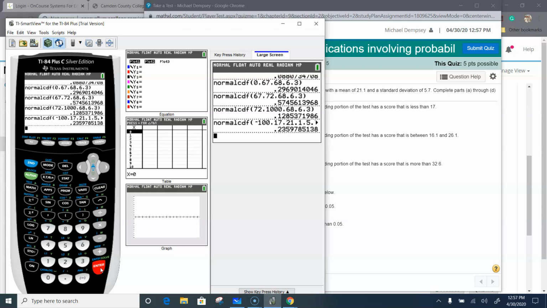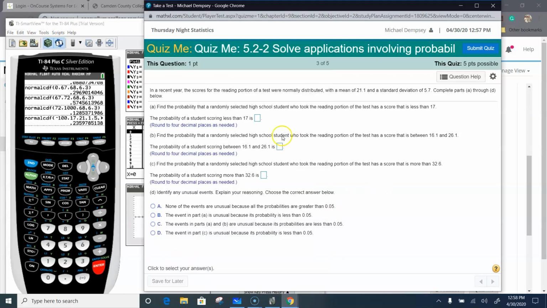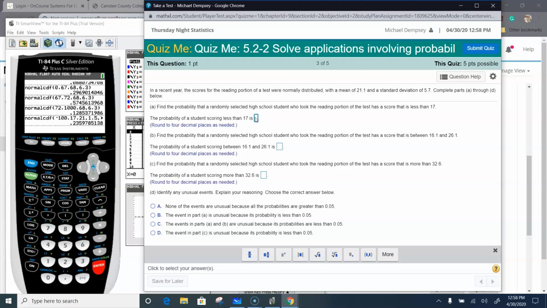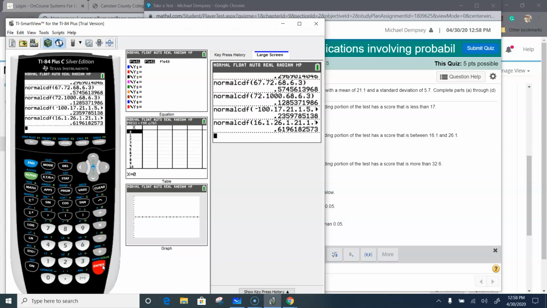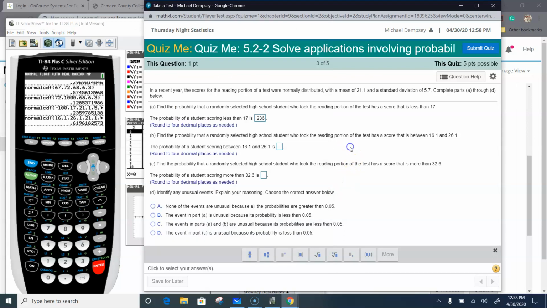So if we go to 4 decimal places, that's going to have to be 0.236 because the 9 has to go up. Between 16.1 and 26.1. Mean and standard deviation stay the same. 0.6196.